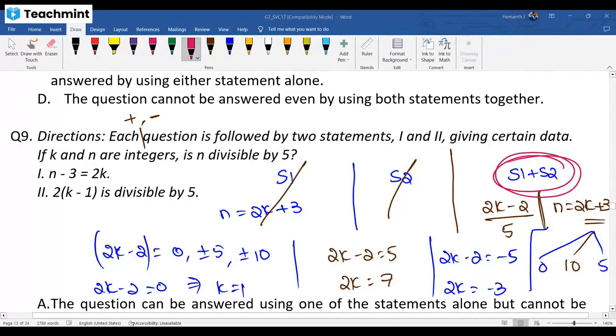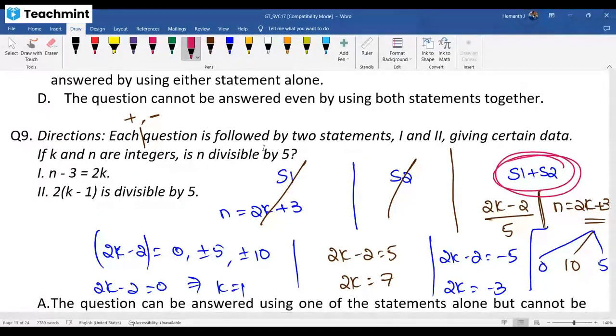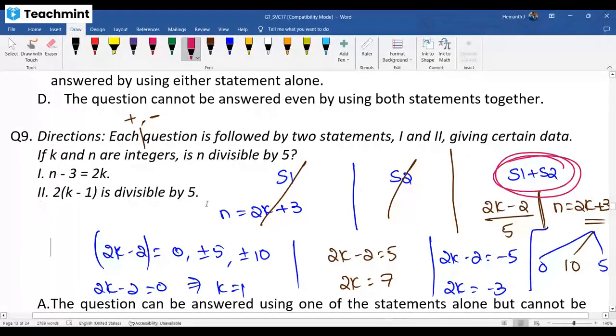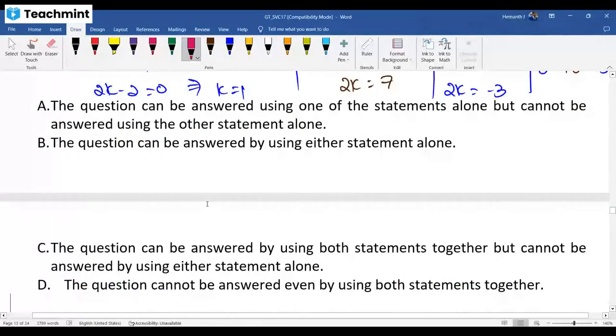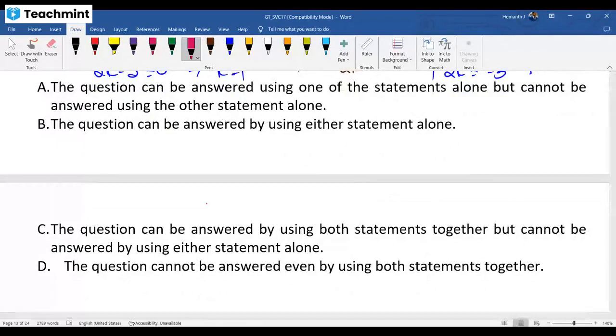Not statement 1 alone or 2 alone, not possible. Together I am able to answer. So I have to go for the option. Both statements put together cannot be answered? No, it can be answered together. Option C, the two statements together we can answer. See the stuff in the question, my dear friends.